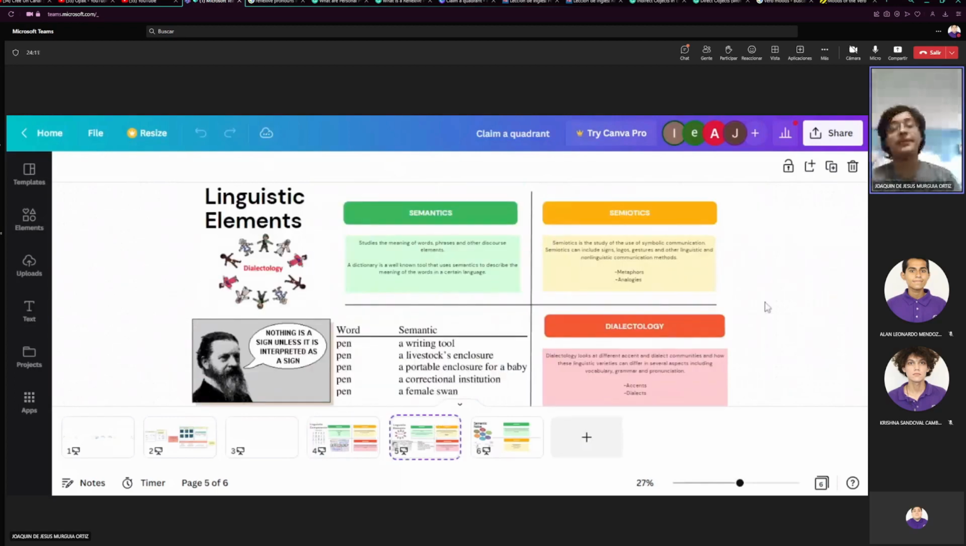Then we have the linguistic elements. First, semantics. Semantics studies meaning, not just of words but also of phrases and other discourse elements. The most well-known example of this is the dictionary, in which the meaning of words in a language is listed. Then we have semiotics, the study of symbolic communication. We can see that a lot in literature, where they use metaphors, analogies, and other techniques to express feelings with words that don't necessarily mean what they literally mean. And finally, we have dialectology, which analyzes the different variations of the same language, presented to us in the form of accents and dialects.